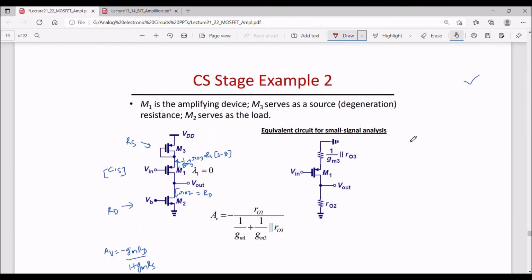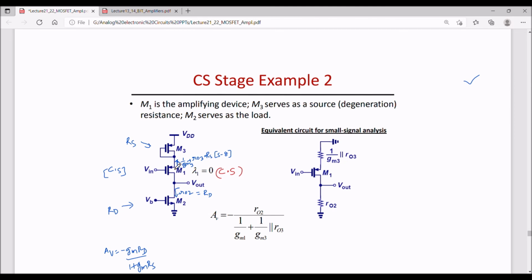Similarly, let us consider this example of common source stage again. Here this transistor M1 is acting as common source stage. And M2, which is connected to the source, sorry, M2 is here. So M2 is serving as a load. I'll draw this circuit once again.